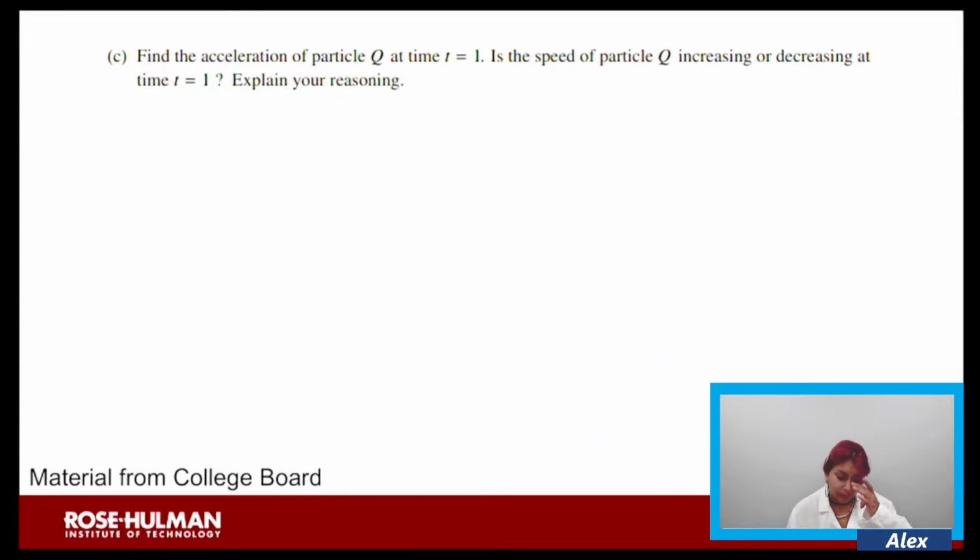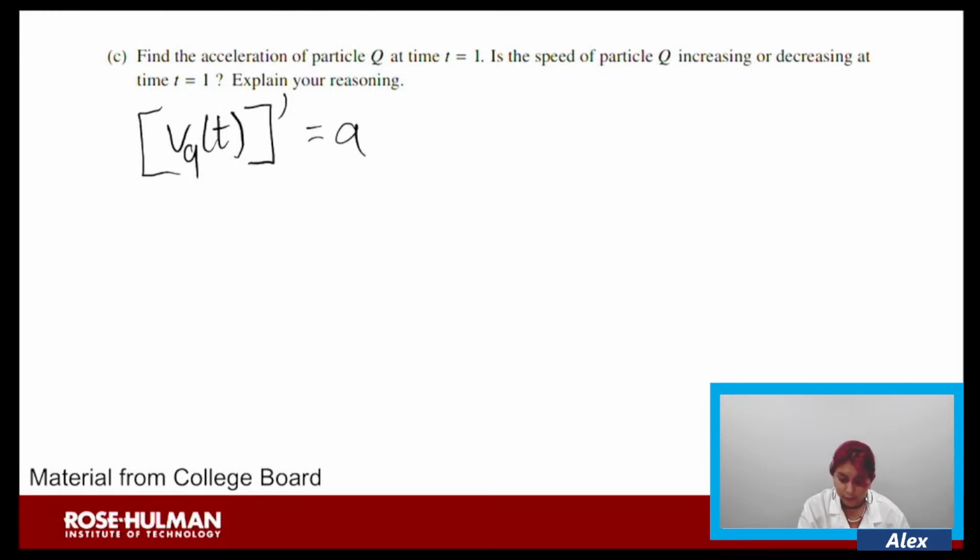For part C of this problem, find the acceleration of particle Q at time t equals 1. Is the speed of particle Q increasing or decreasing at time t equals 1? Explain your reasoning. So to find the acceleration, we have to take our function of vq of t and find the derivative of that to find the acceleration. So we want to find what the derivative of our equation is at that time.